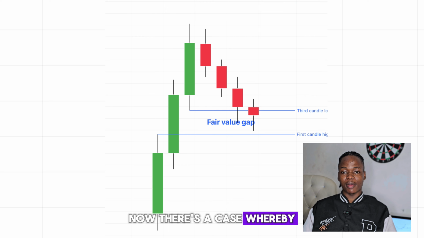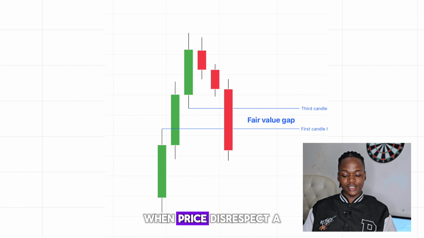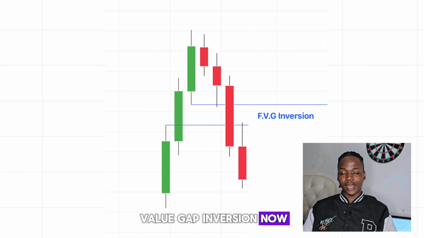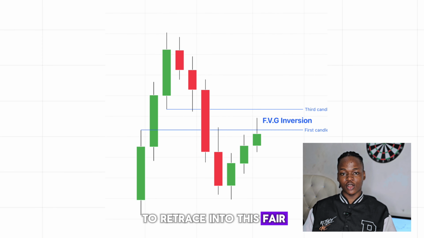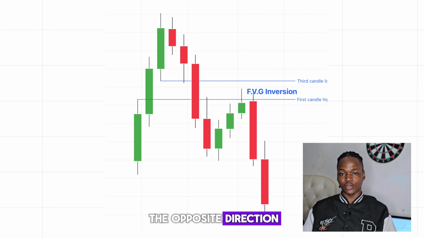Now, there's a case whereby price is going to disrespect a fair value gap. When price disrespects a fair value gap, we have a fair value gap inversion. Now that we have a fair value gap inversion, price is always going to retrace into this fair value gap inversion before it continues moving in the opposite direction this time around.